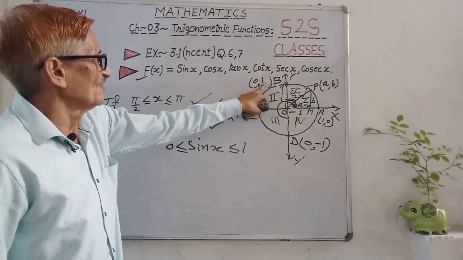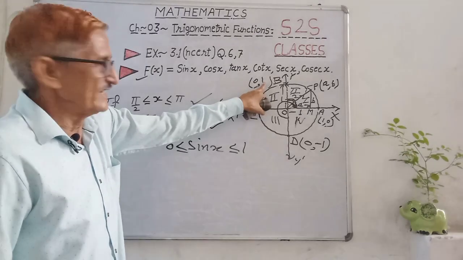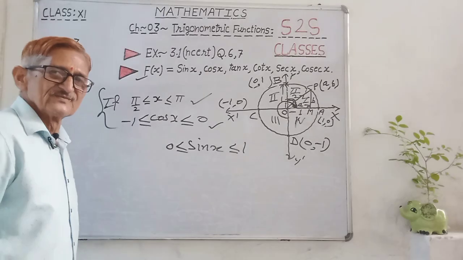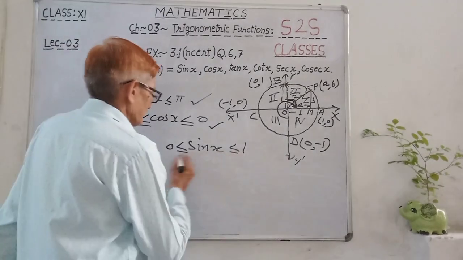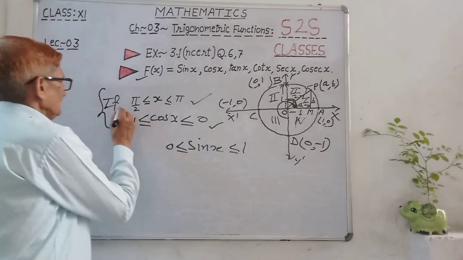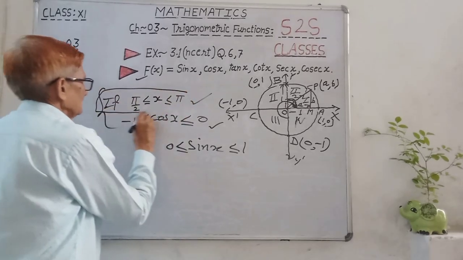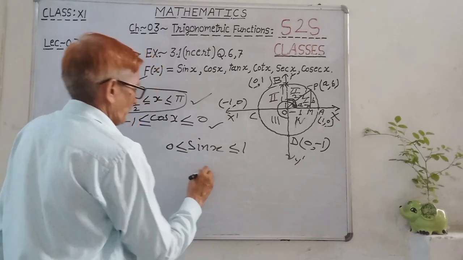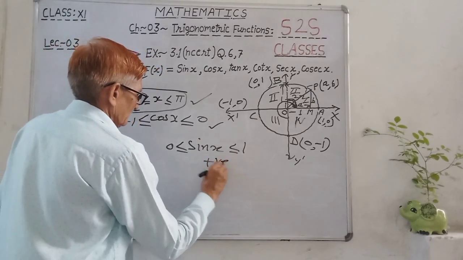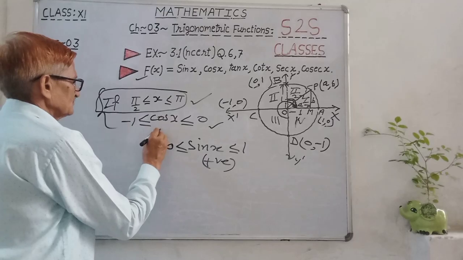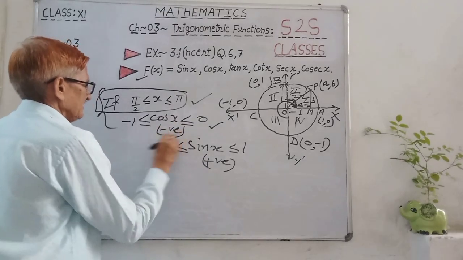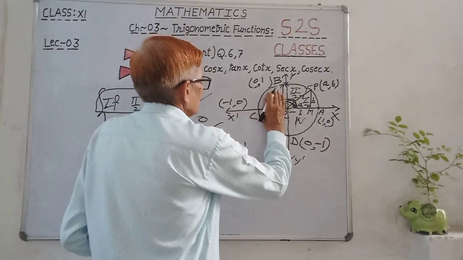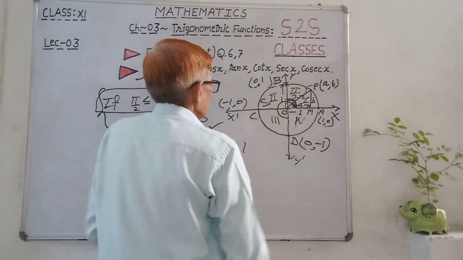sin x is the second coordinate of the point. It goes from 1 to 0, so sin x is positive, between 0 and 1. For this condition, in the second quadrant, sin x is positive, and cos x is negative. So understand, in the second quadrant, sin x is positive.